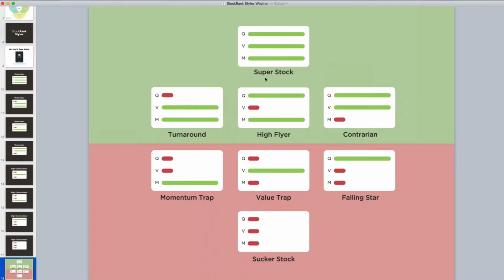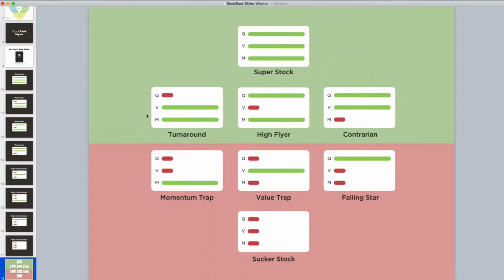whereas the losing shares tend to have 1 or fewer positive factors. To interpret these little graphs, they're little mnemonics. A long green bar shows a high rank. So this one in the super stock section shows a high quality rank, a high value rank, and a high momentum rank. Whereas at the other extreme, in the sucker stock area, which we call sucker stocks, there's low quality, low value, low momentum. And you get all these other combinations. For example, a contrarian share, which is intuitive to a lot of people, is a good quality, good value share, but is suffering from some short-term poor momentum.